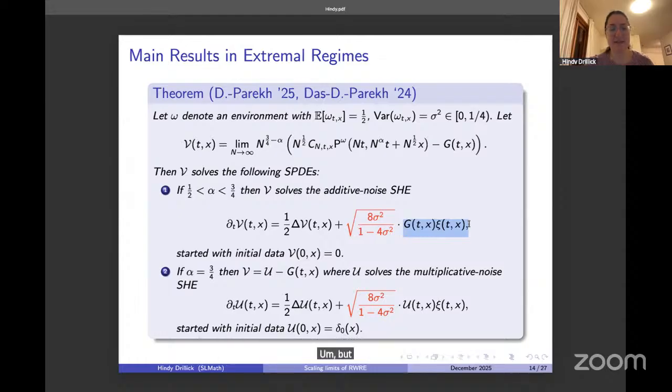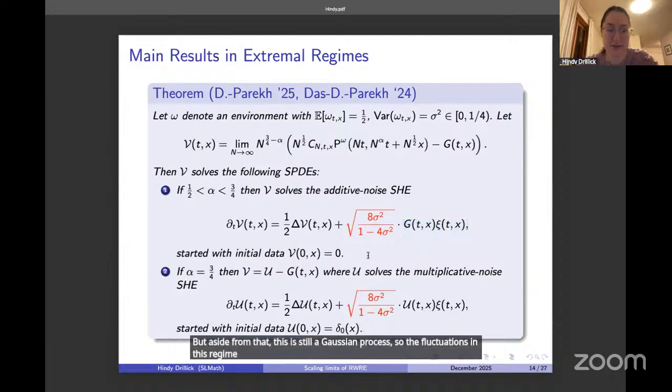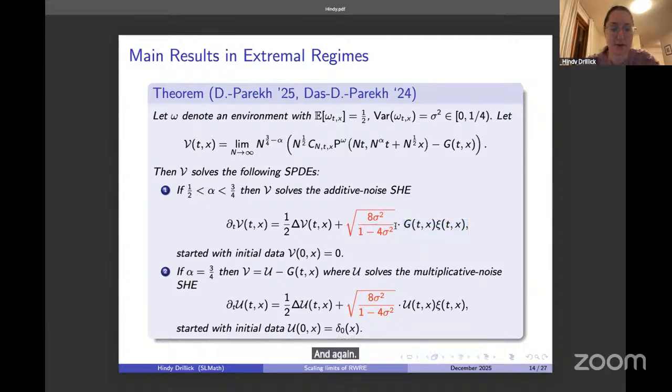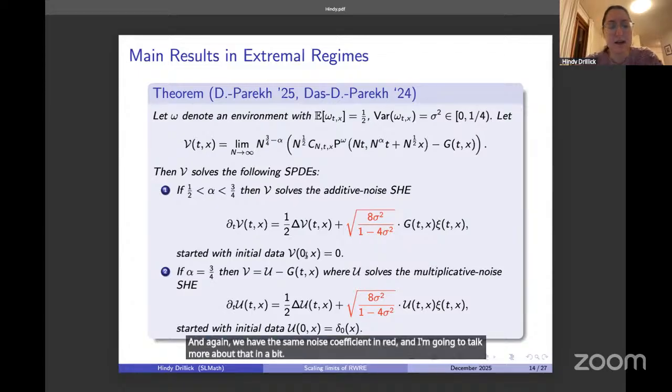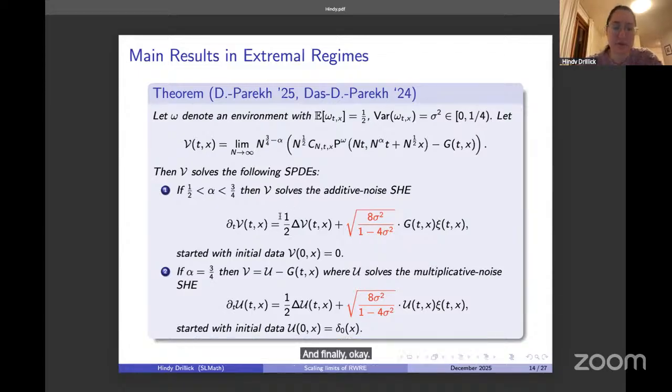But aside from that, this is still a Gaussian process, so the fluctuations in this regime in particular are still Gaussian. And again, we have the same noise coefficient in red, and I'm going to talk more about that in a bit. And finally, this first result was proven in the recent paper of myself and Shalin.